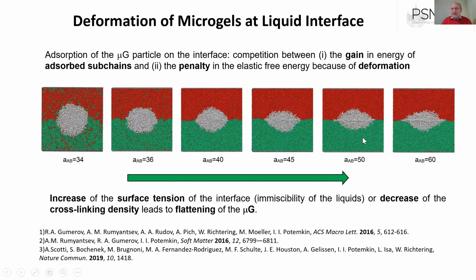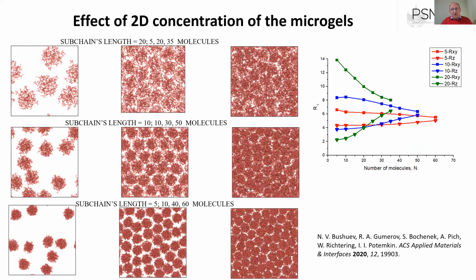So along this line, we have an increase of the surface tension coefficient. So we have spreading of the microgel on the surface, because during the spreading, more and more subchains and more monomer units go to the interface just to shield very unfavorable contacts between the liquids. Also, the concentration of the microgel influences the size of the microgel.